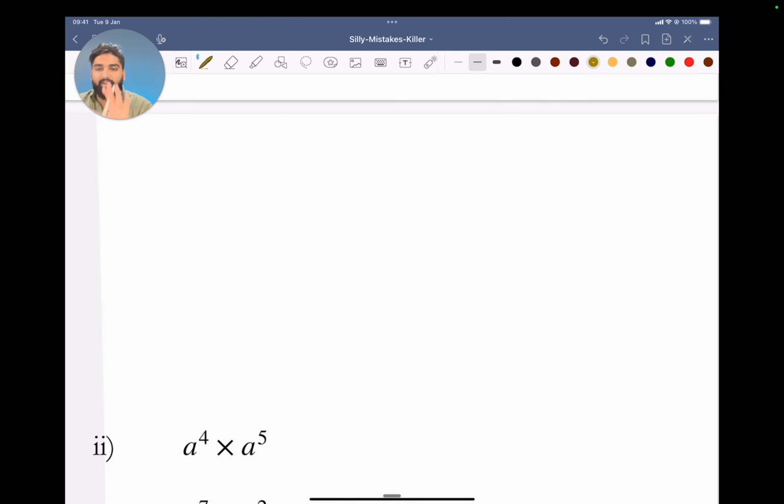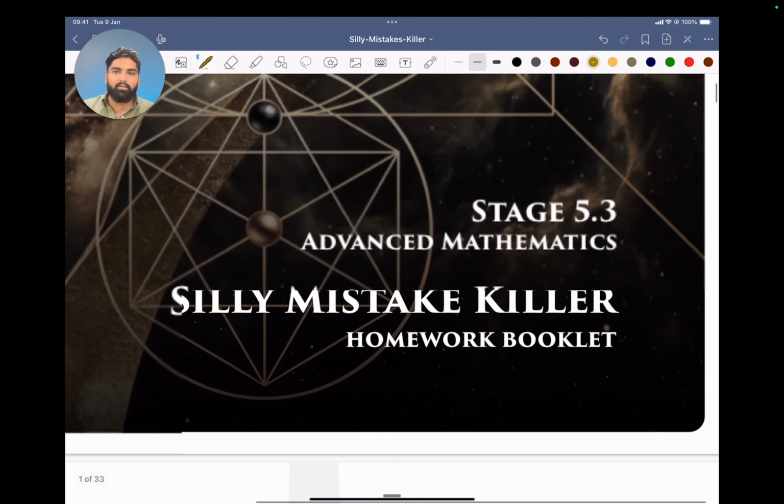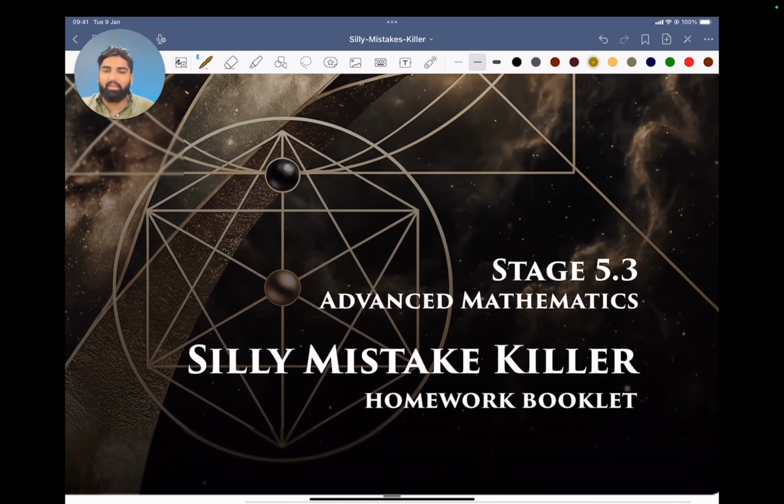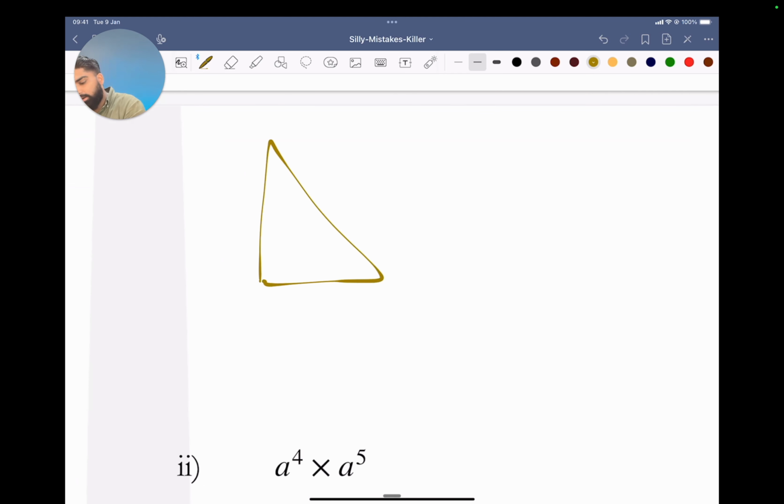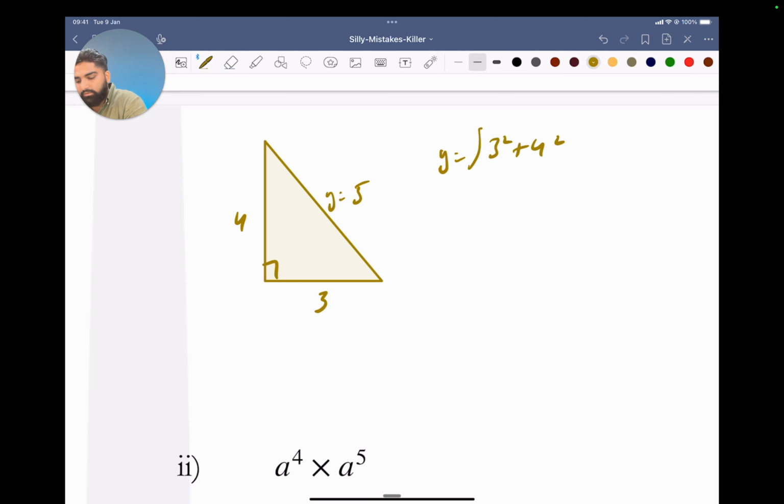To set the tone here, algebra is the language of maths. If you don't understand algebra, you're going to struggle with everything. I can make any question hard by adding algebra to it. Let's give you one right now. If I gave you a right angle triangle with sides 3 and 4, you know you have to use Pythagoras' theorem. So it's just the square root of 3 squared plus 4 squared. If the hypotenuse was y, it would be 3 squared plus 4 squared, square rooted.